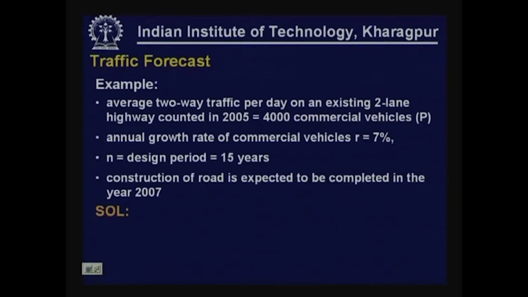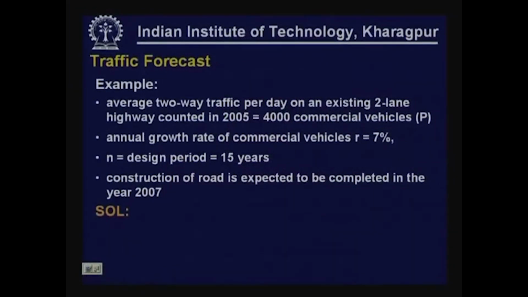Let us take an example of a typical traffic forecast that we can do. For example, we are trying to estimate the design traffic, where the average two-way traffic volume per day, this is a commercial traffic, on an existing two-lane highway was counted. The total two-way number of commercial vehicles counted in 2005 is 4000.